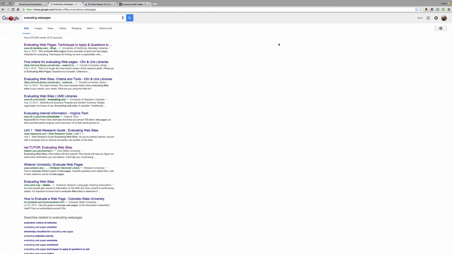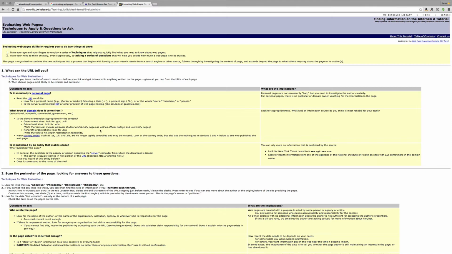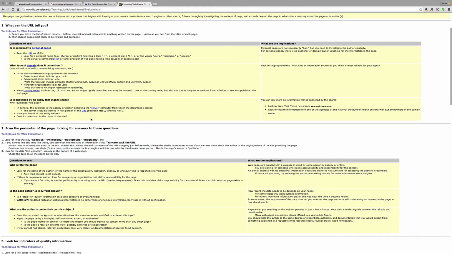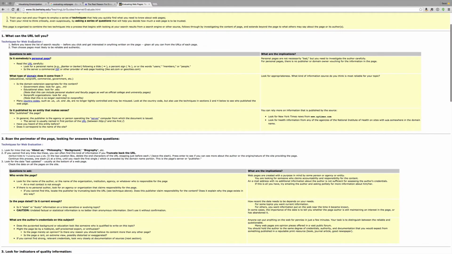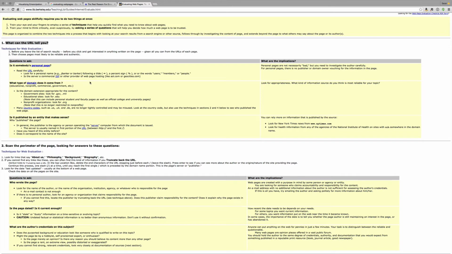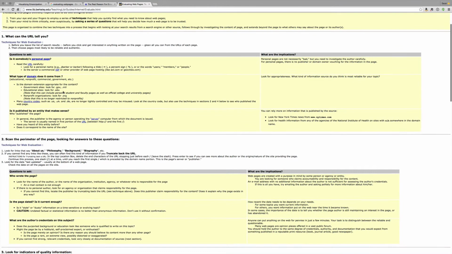So my favorite evaluating web pages is actually the UC Berkeley Teaching Libraries web evaluation page. I'll link to this in D2L, and it's a really good checklist for basic web techniques. There it starts with an evaluation of the URL, walking you through whether this is a personal page, what kind of domain it comes from, who published it, and why these things matter.